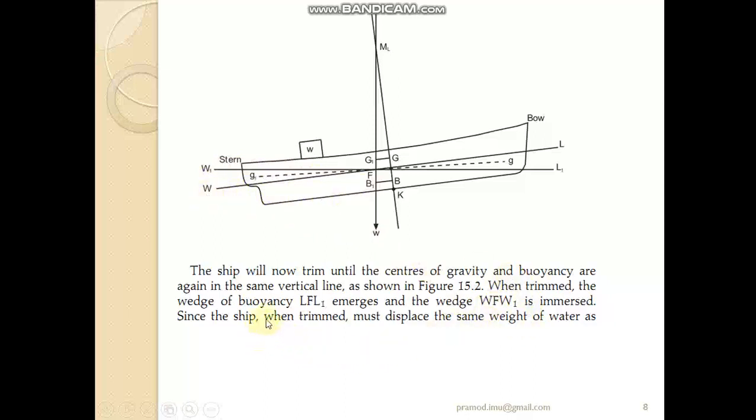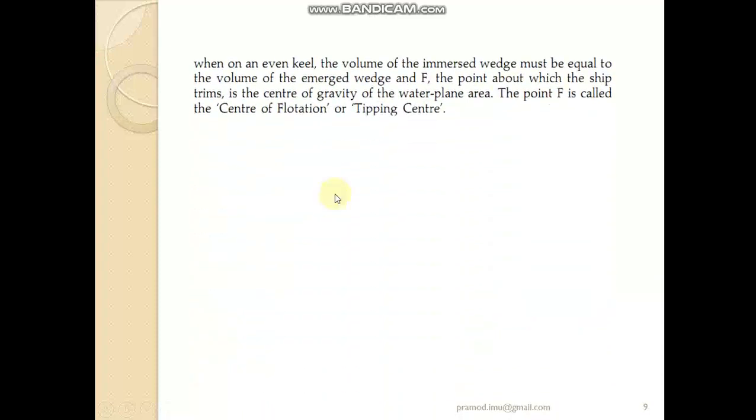And since the ship when trimmed must displace the same weight, if you take the total weight on the vessel, on the system of the ship, it has not changed. We have simply had a shifting of a mass which is already on board the vessel. We have not added a weight, we have not removed a weight. Since the displacement of the ship has to be the same as when on even keel, the volume of immersed wedge must be equal to volume of emerged wedge, and F will be the point above which the ship trims.